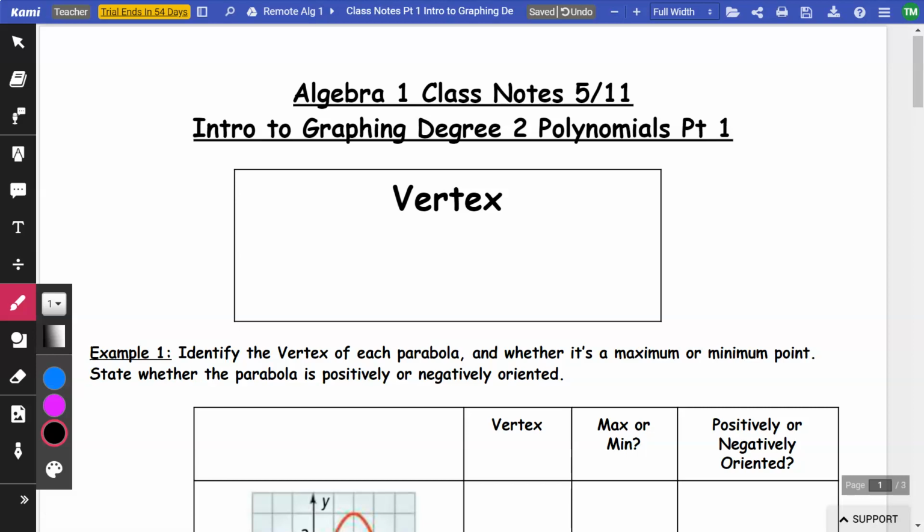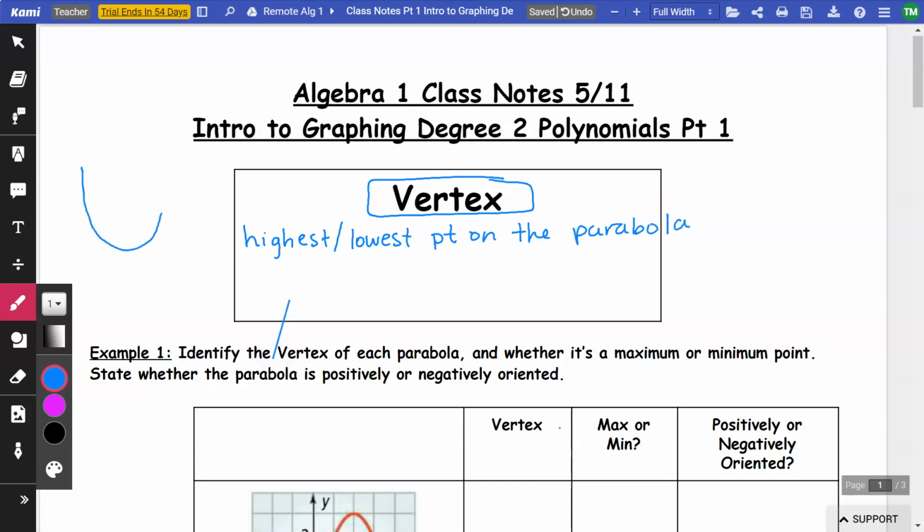The first key feature that we're going to talk about today is what we call the vertex. The vertex of a parabola is the highest or the lowest point on the parabola. For example, if you have a parabola that's upwards facing like this, then your vertex is this point. But if you had a parabola that's downward facing like this, then your vertex would be this point.